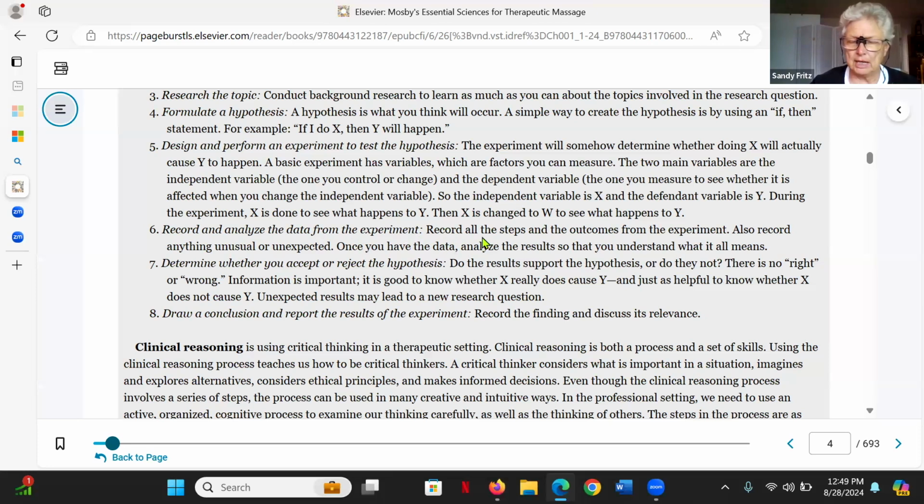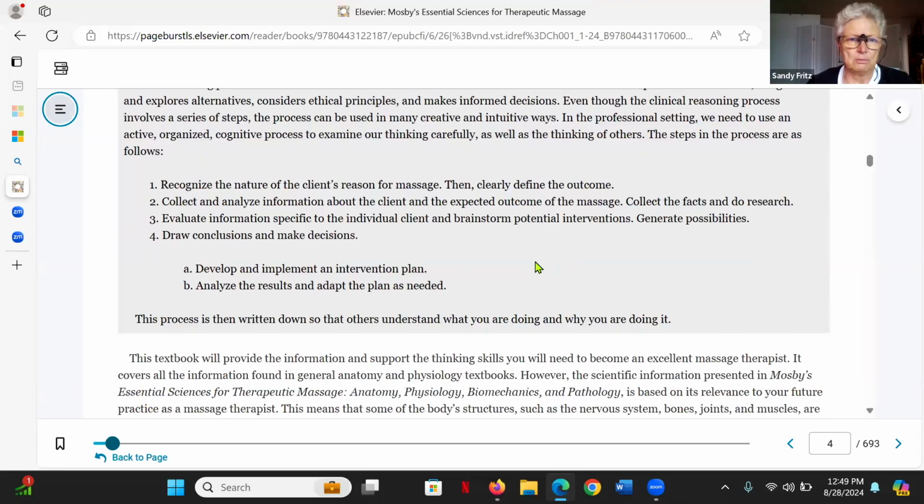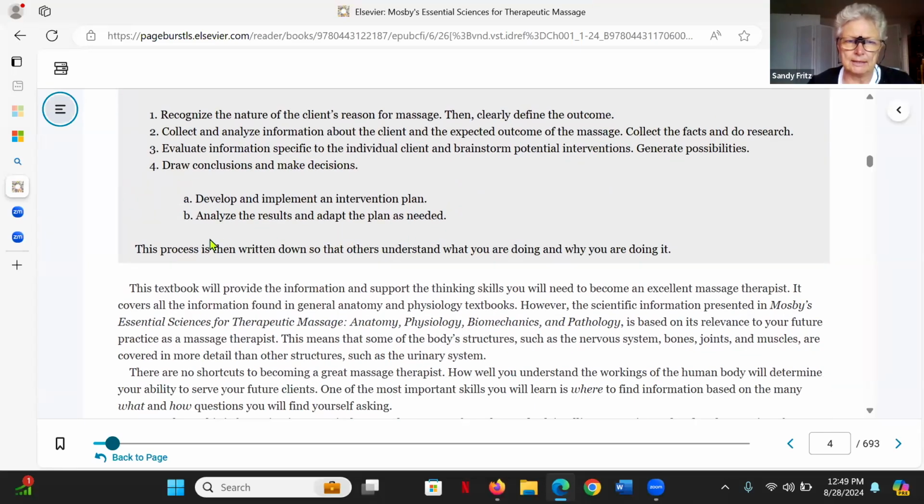What do I need to change? What would I do next time? And that becomes how you would, with a client, develop the next session for the massage. So that's what that is. And we start that at the very beginning, and that'll be a theme that runs through the entire book, as well as the fundamentals book.